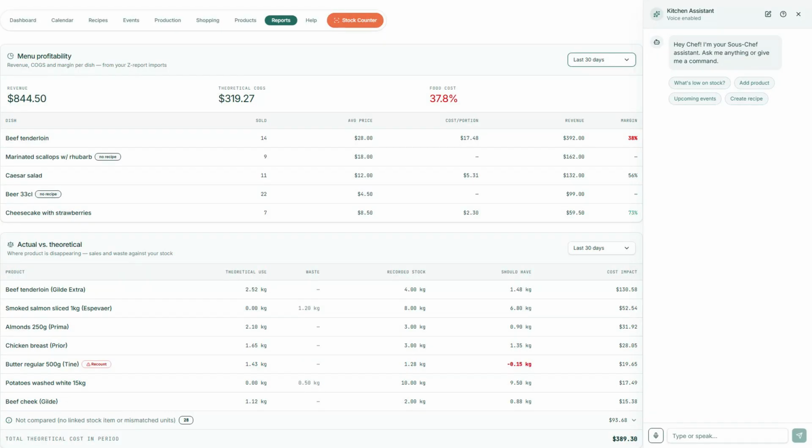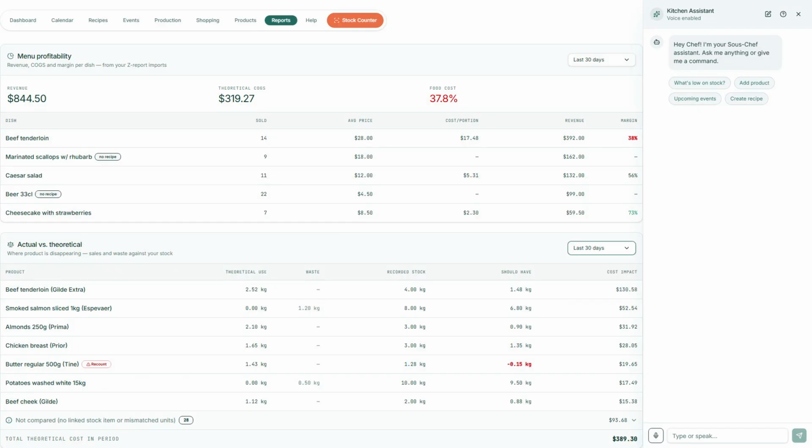The margin is color-coded: green from 70% up, red below 55. A margin in red means raising the price, reducing the portion, or buying for less. Dishes tagged "No recipe" add to the sales figure, but have no calculated cost.